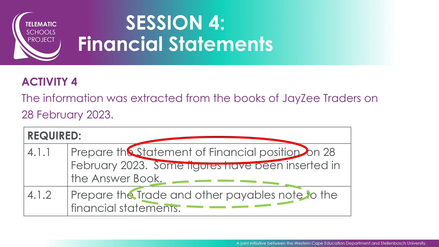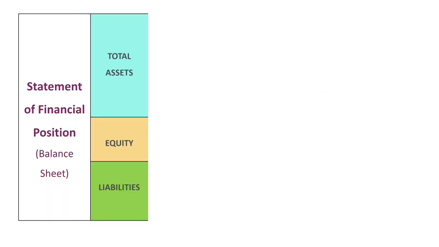What I would like us to have a look at is the fact that for our statement of financial position, a lot of learners become a bit, I want to say scared. However, what they're basically asking us to do for the statement of financial position, again, formerly known as the balance sheet, is show what are the total assets, the equity, and the liabilities of the business? This can be illustrated as follows.